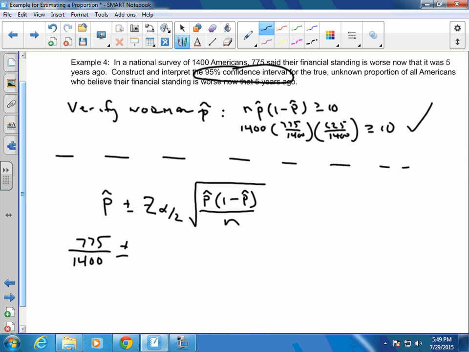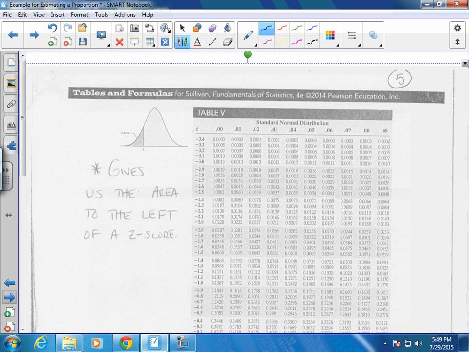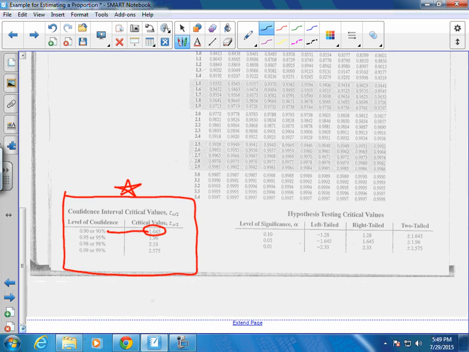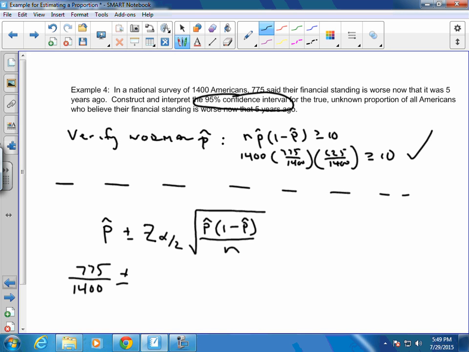So I go to table 5. The critical value for 95% is 1.96. And then in this square root, I can use 775 over 1,400 for the p hat. Well, 1,400 minus 775 would be 625. And then divide that by the sample size n. That would get a little bit problematic for some people to punch into the calculator. So again, if you use rounded off values too early, you're going to run into problems.